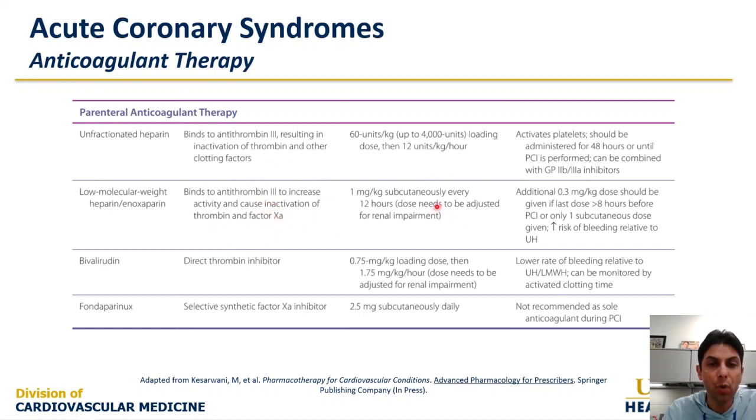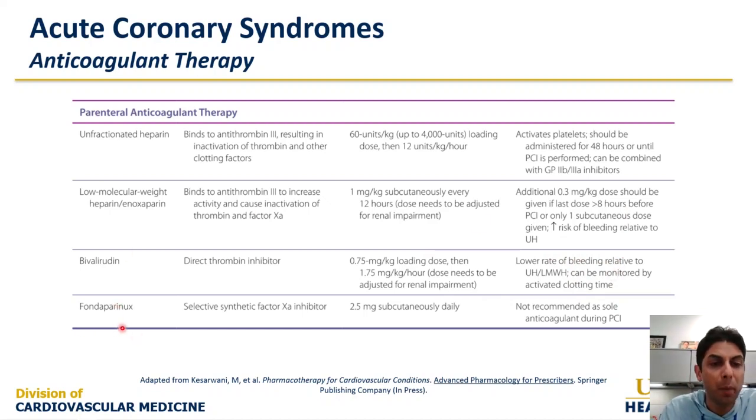And here's the dosing shown here, and some other features related to the medication that are not so relevant for our course. Now, sometimes we have patients that have an intolerance to heparin, and so we have to think about direct thrombin inhibitors, and the example of that is bivalirudin. And here again is the dosing, and some features that are more relevant to the cardiac cath lab and not our course.